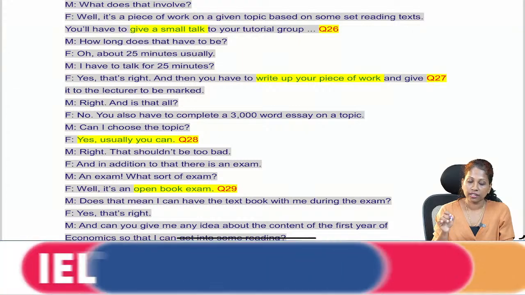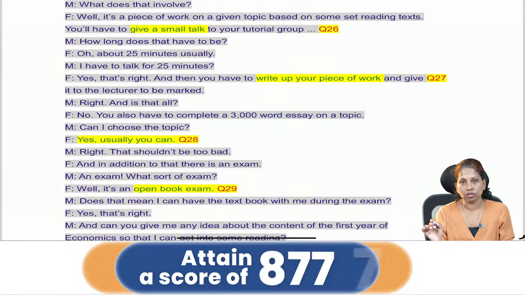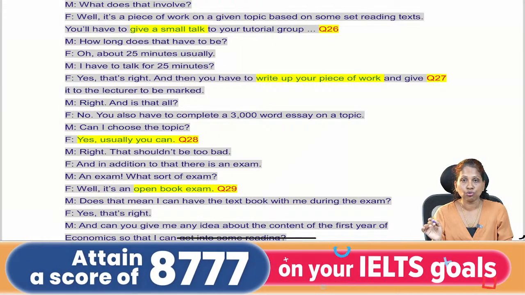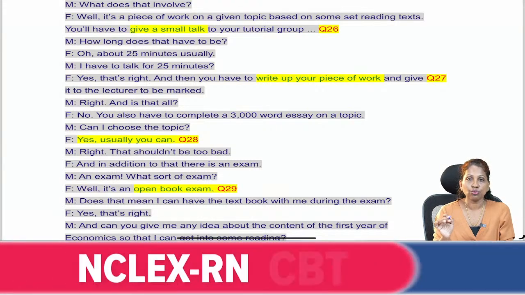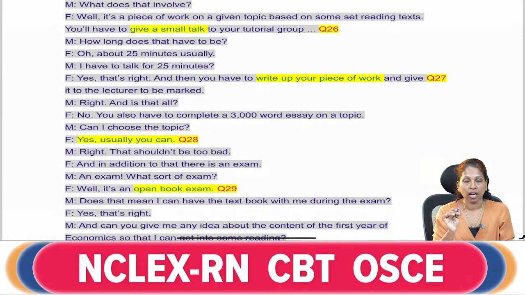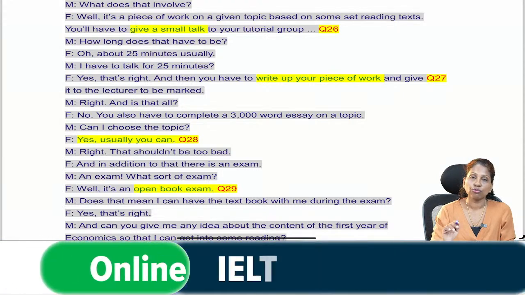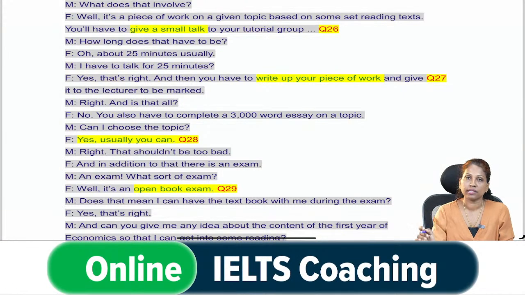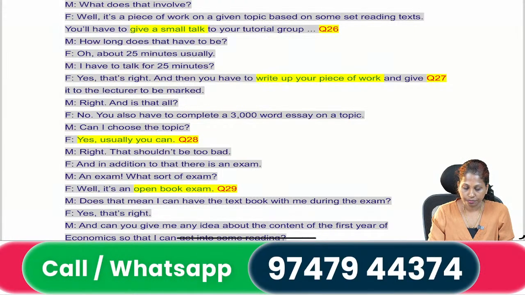So what you can write here is usually you can. Usually is already given, so you can write can choose. Usually the student can choose. Student, you should not write it. You can write usually can choose. The essay topic can usually be chosen by the student. So after usually, you can write can choose the essay topic. That fulfills the note. Usually you can choose the essay topic, that gives the information about that particular blank.